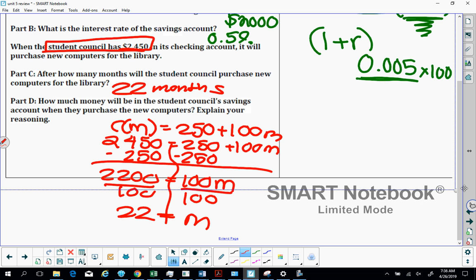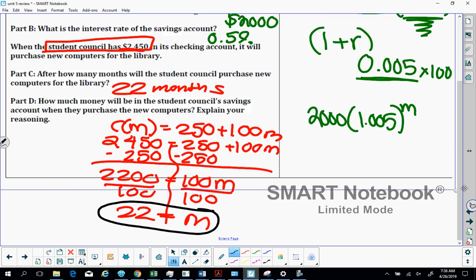Any questions on that one? Last one says how much money will be in the student's savings account. So what color is that one? Savings account. Is that the red or the green? The green. So I'm talking about this equation right up there, that 2,000 times 1.005 to the x. They're saying how much would be in there after they purchase a new computer. I found right here that in 22 months, they're purchasing the new computer. So what I would do is plug in 22 for n and put it in my calculator, that's all. Or you can put it into the table.